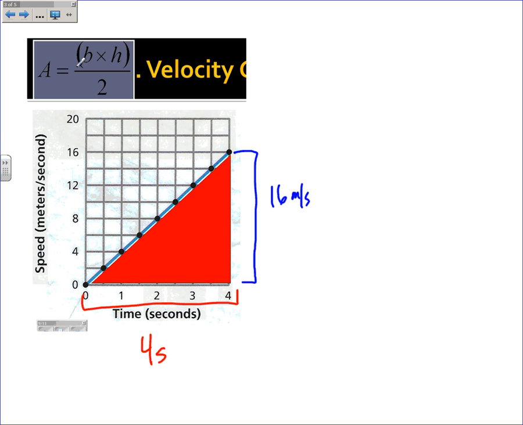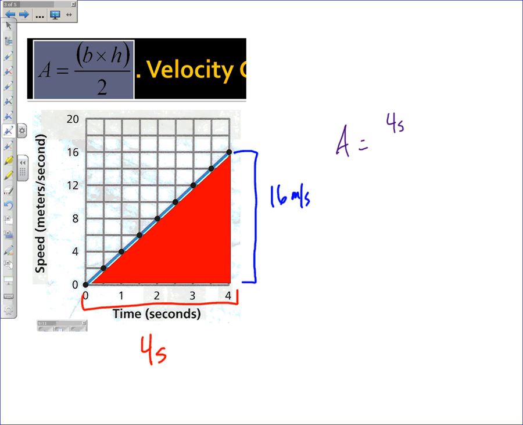If we plug those numbers into the formula for the area of that triangle, the area is equal to the base, which was 4 seconds, times the height, which was 16 meters per second, all divided by 2. You do a little math, 4 times 16, you could figure that out on your calculator. But more importantly, if you look at units, this seconds and this seconds are going to cancel. And we're left with 32, but it's not just 32, it's 32 meters.